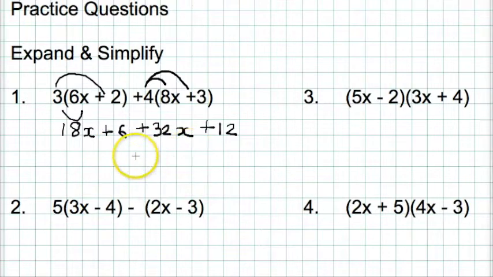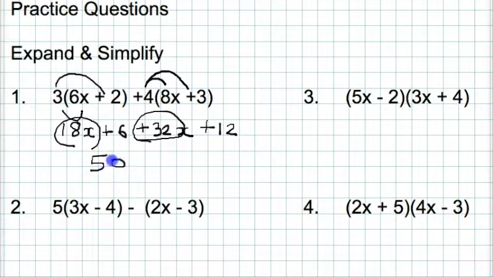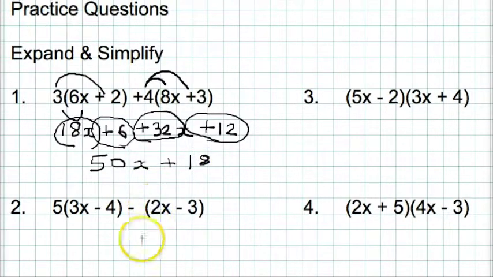We can now simplify the x terms. 18x add 32x gives us 50x. And we can then simplify the number terms. 6 add 12 gives us 18. 50x add 18.